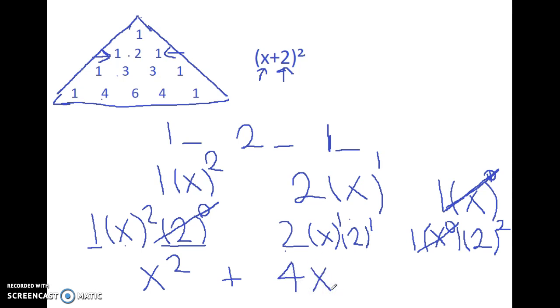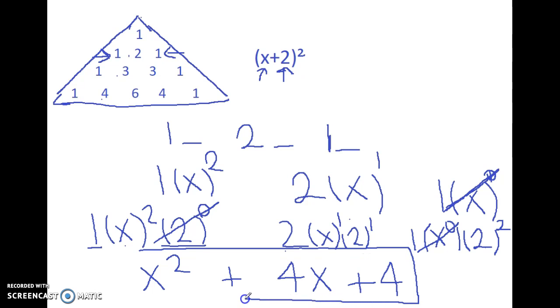And then our last term, this is just a 1, so we have 2 squared, which is 4, and 4 times 1, which is just 4. So this right here is our final answer that we got from Pascal's triangle.